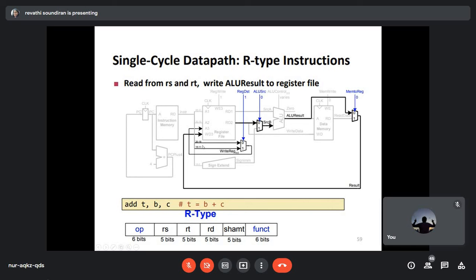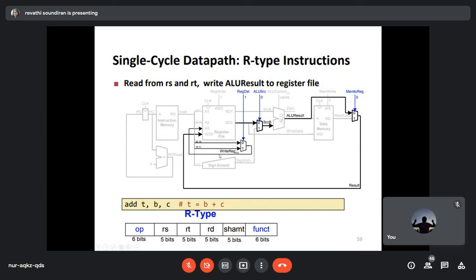The instruction would be from your source register, which is from 16 to 20. Your 11 to 15 is your destination, and your 15 to 20 is going to be your target registers. So that is how your RT and destination register is chosen, and the value is written to your A3.